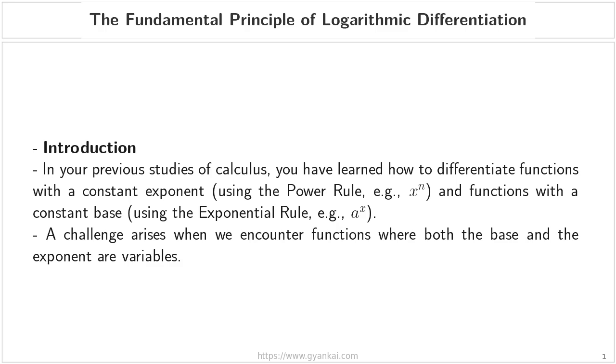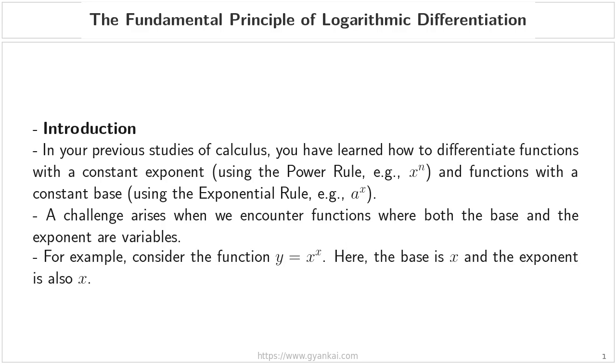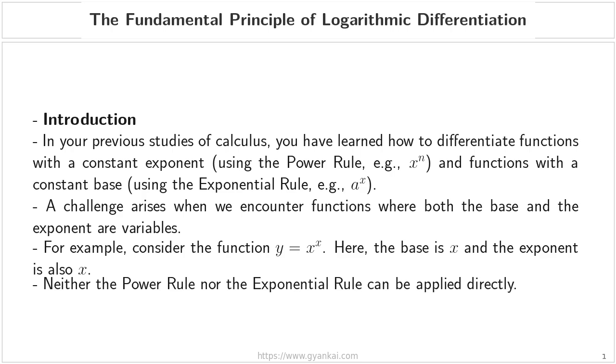However, a challenge arises when we encounter functions where both the base and the exponent are variables. To illustrate this, consider the function y equals x to the power of x. In this specific case, the base is x, and the exponent is also x. Because neither the base nor the exponent is a constant, neither the power rule nor the exponential rule can be applied directly to find the derivative.